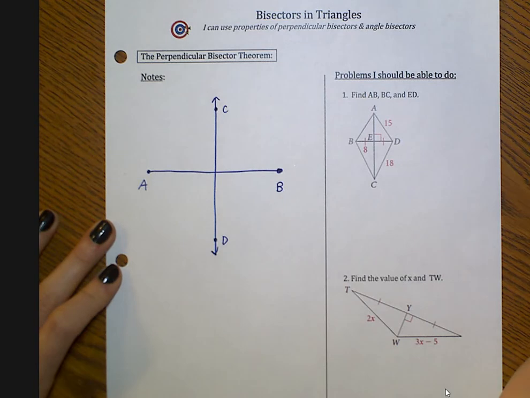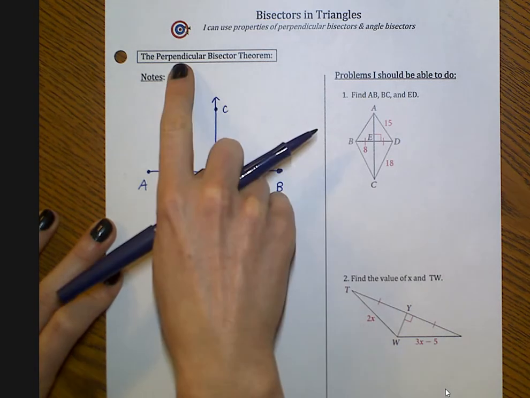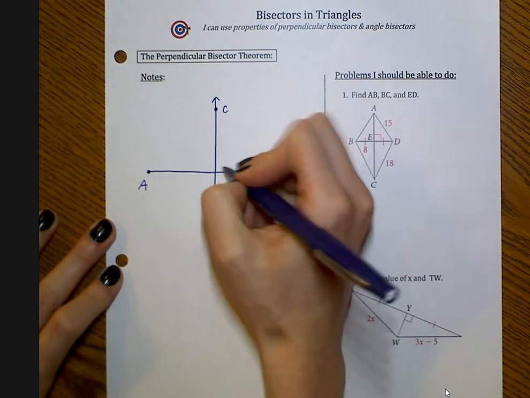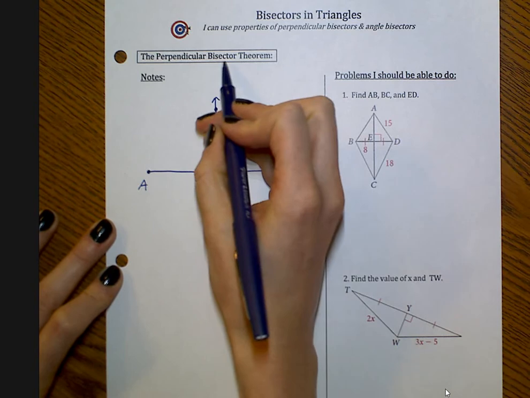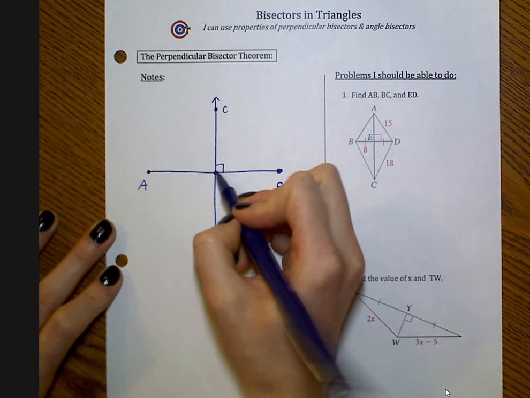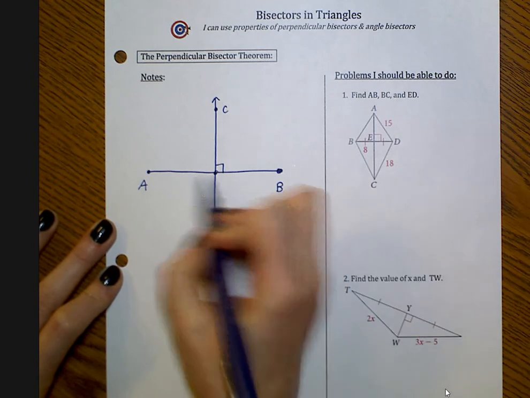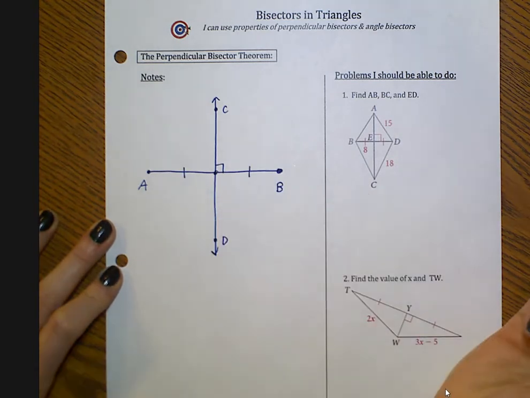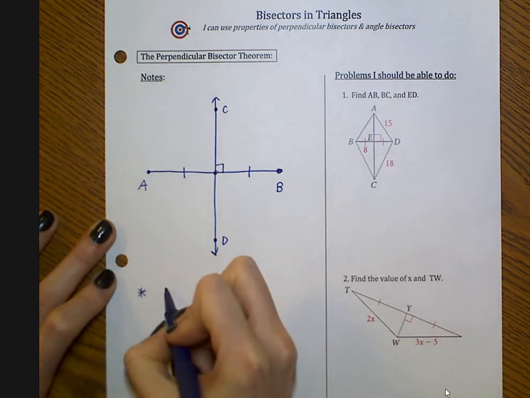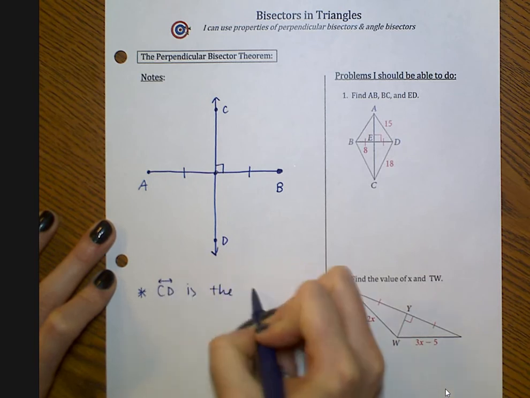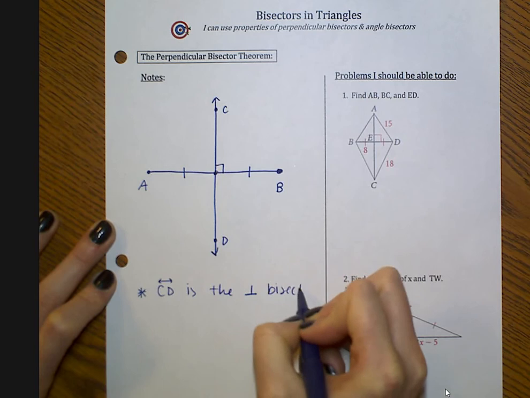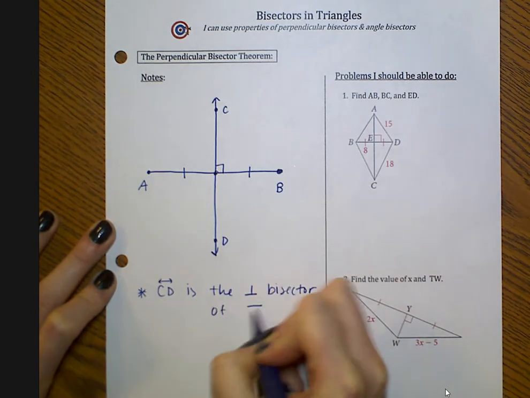I want to show that line CD is the perpendicular, so that means it needs to make a right angle with my segment AB, so let's mark 90. And I want to show that it's cutting AB in half, so where it hits AB, I want to show that that's in the middle, so I'm going to mark those two pieces congruent. Okay, so I'm going to make a note down here that CD is the perpendicular bisector of segment AB.